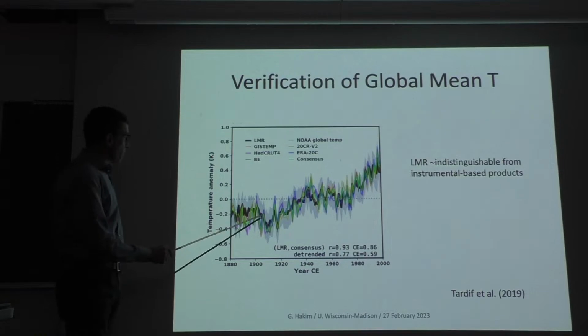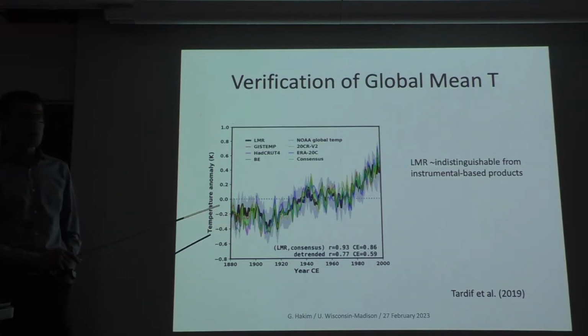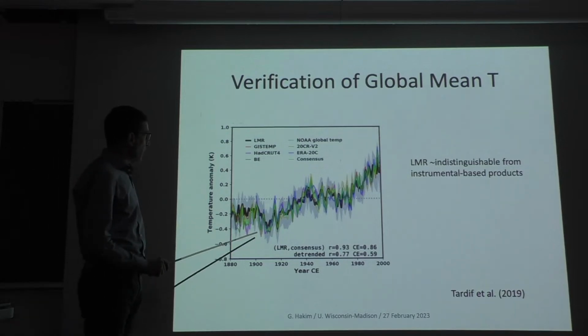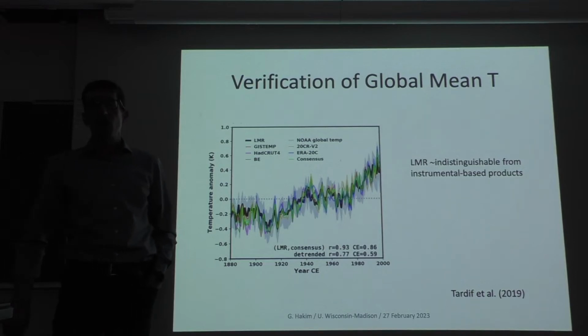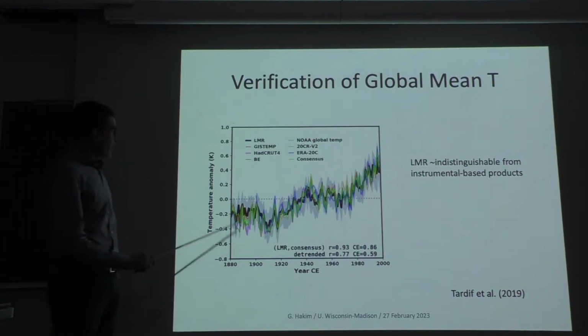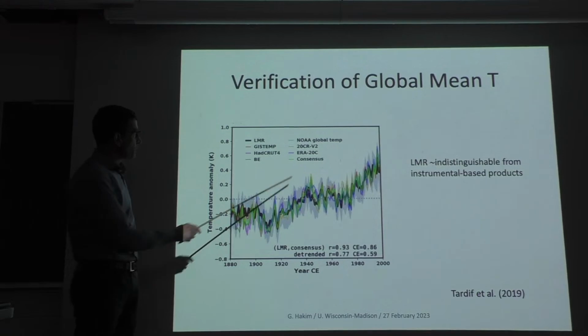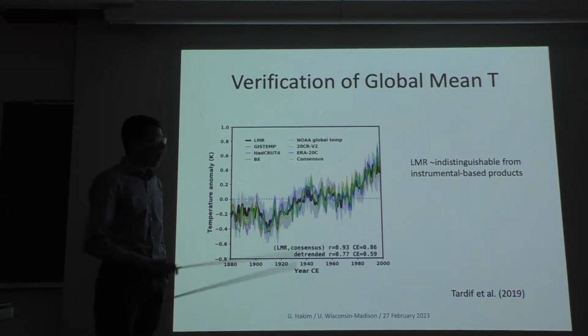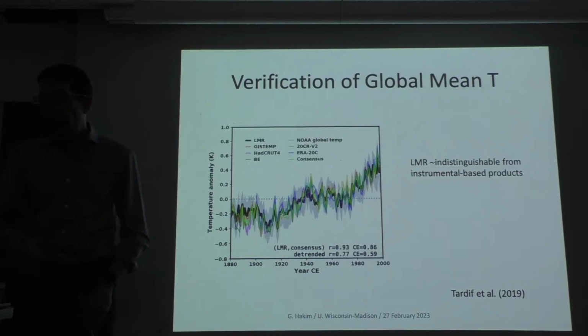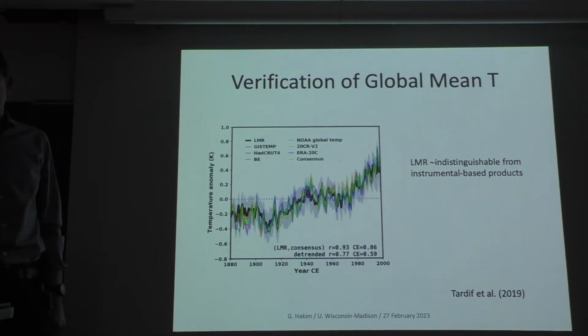What I want you to take away from this is that the black line is essentially statistically indistinguishable from all of these other lines, which are different instrumental estimates of the global mean temperature. There's not exact agreement among those products, so we form what we call the consensus estimate of the instrumental data. And the LMR pretty much is in the pack with the rest of them, which, when you think about it, is fairly remarkable given that we're dealing with these biological, geochemical archives of the climate system.